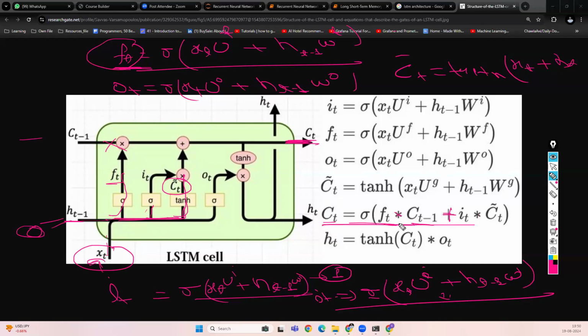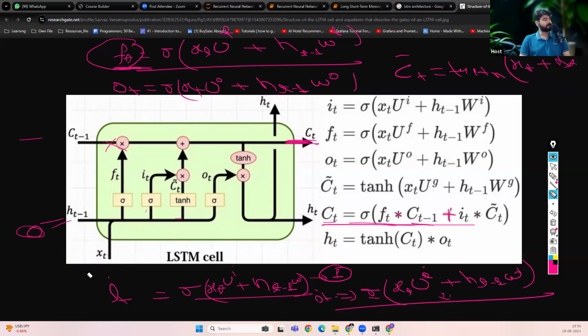Can you explain it again, sir? Okay, fine. Now we are going to calculate here. We are going to calculate C of t, so let's say we are going to calculate C of t for the first time. If we are sending data the first time to our LSTM cell, it means h of t minus 1 is 0.